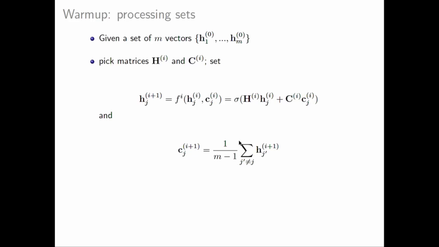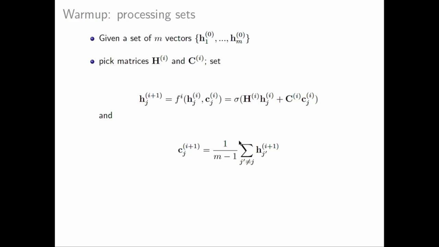Let's suppose someone gives you a set of m vectors. What we're going to do is pick two matrices. We'll call them H and C. H is the matrix that you're going to apply to yourself, and C is the matrix you're going to apply to everybody else.